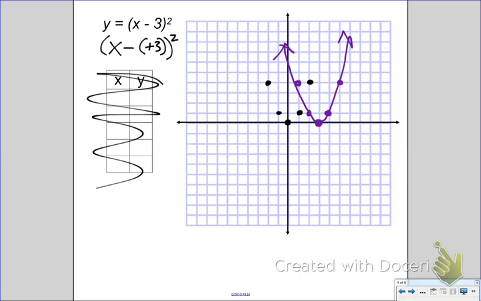So on your paper, I want you guys to plot these new points. This is the point (1, 4). This is the point (2, 1), (3, 0), (4, 1), and (5, 4). So plot those for me on your graph. Yes? Does this method always work? Yes.